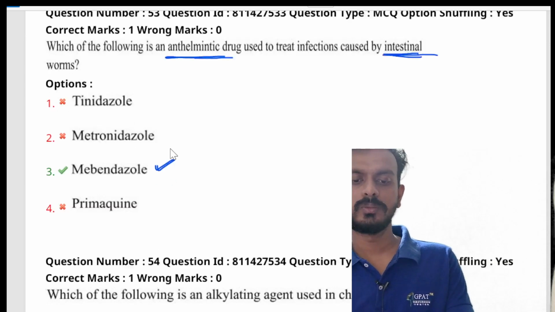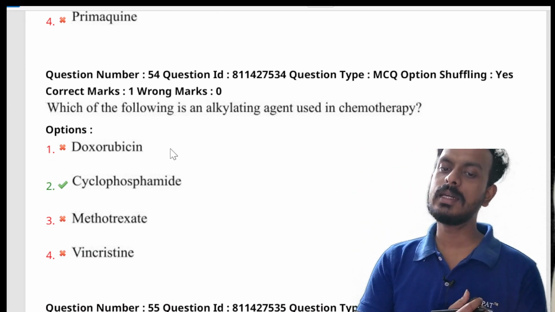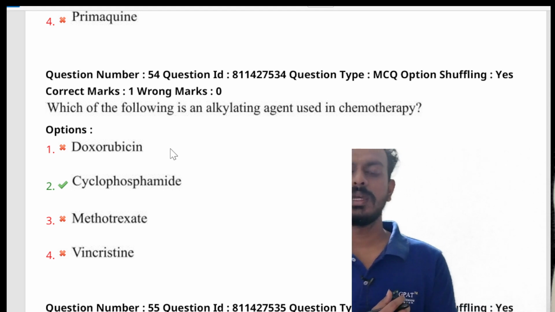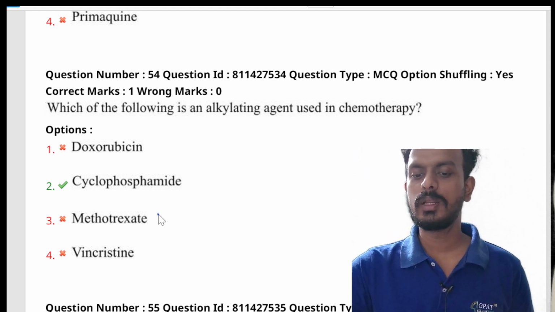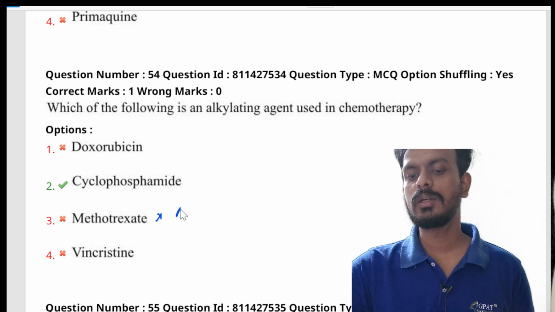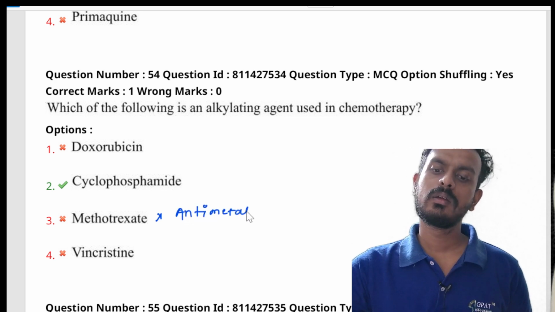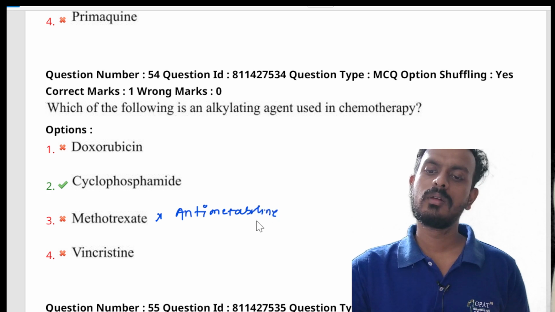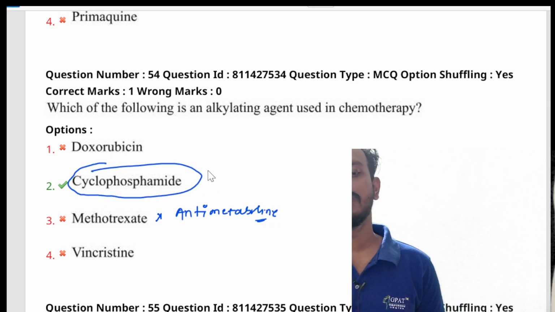Okay, metronidazole, tinidazole, these are not. Okay, so next question is, which of the following is an alkylating agent used in chemotherapy? Okay, alkylating agent. So cyclophosphamide, and methotrexate is which class of drug? This is basically an anti-metabolite. Okay, so cyclophosphamide comes under what? This is your alkylating agents.